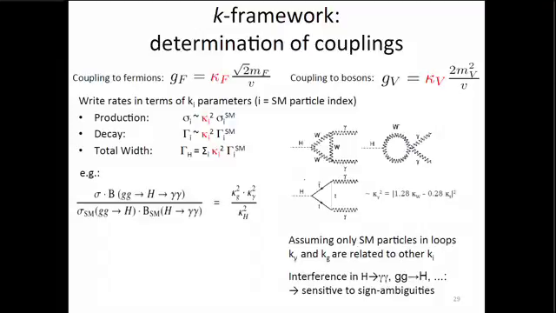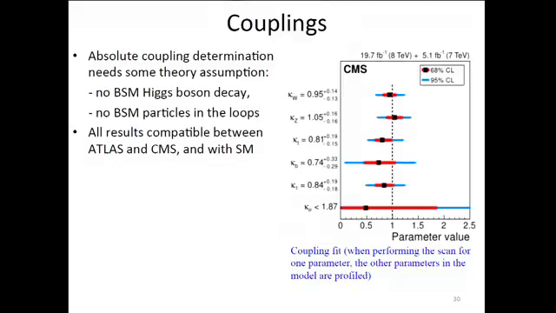This is the example of the H to gamma gamma. In particular, in this case, you see that there is a negative interference between the top loop and the W loop that allows also to measure the sign of these couplings. So these are results on these K factors, these couplings, with the assumption of no beyond the standard model decays and no beyond the standard model particles in the loops.